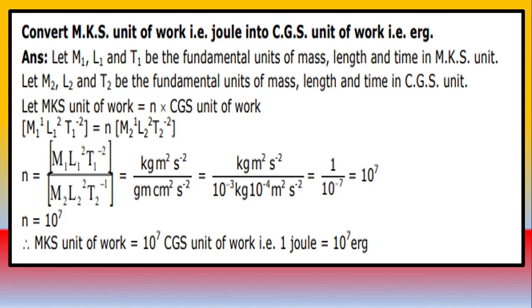Like that we can have so many problems. One more we have given with work: the unit in the SI system is joule, and the CGS unit of work is erg. We will derive here that 1 joule is equal to 10 to the power of 7 erg. So you should know how to derive it and learn it.